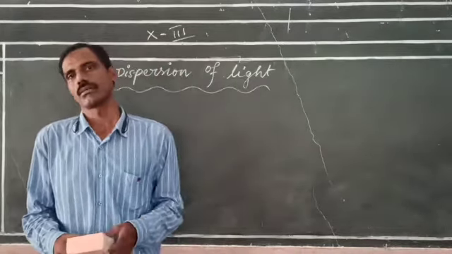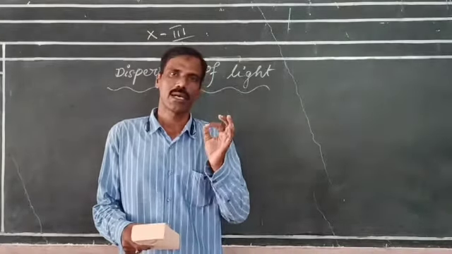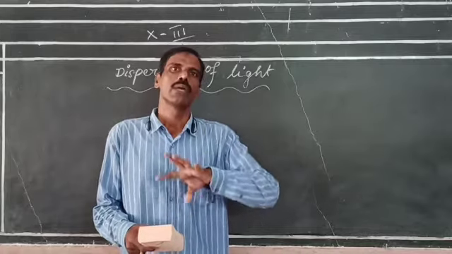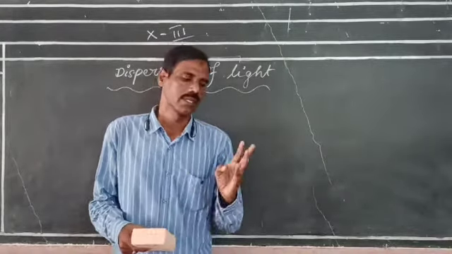So how is the rainbow formed? The rainbow is formed because of the dispersion of light. Dispersion of light is nothing but splitting of white light into different colors. Those different colors are nothing but VIBGYOR, that is, when white light passes through a medium, it splits into 7 different colors.